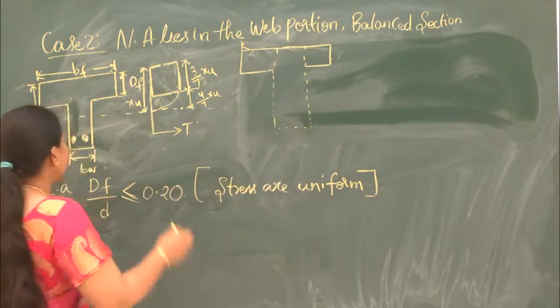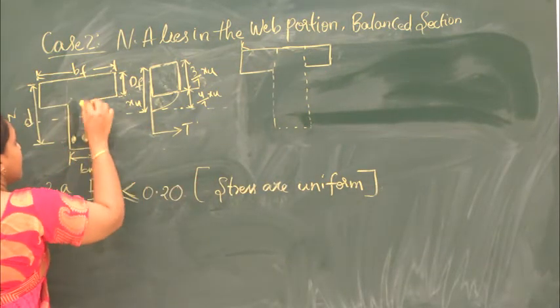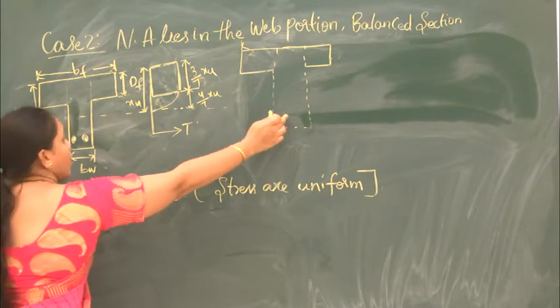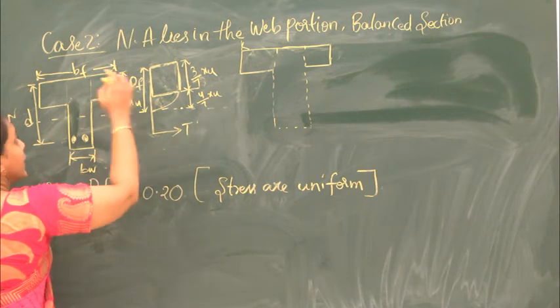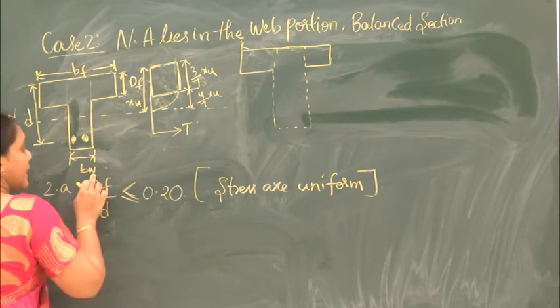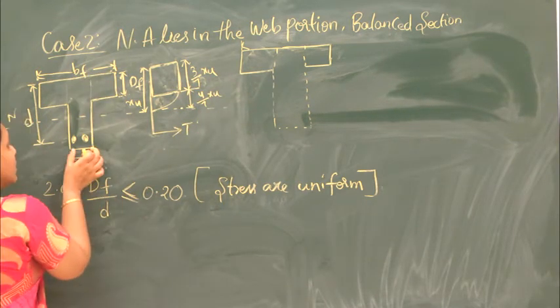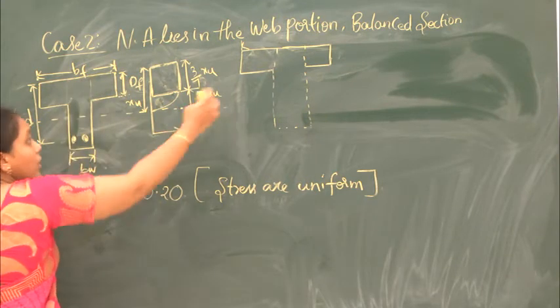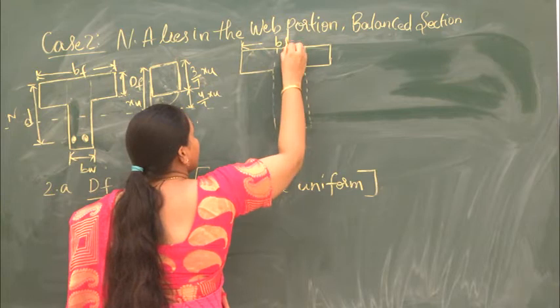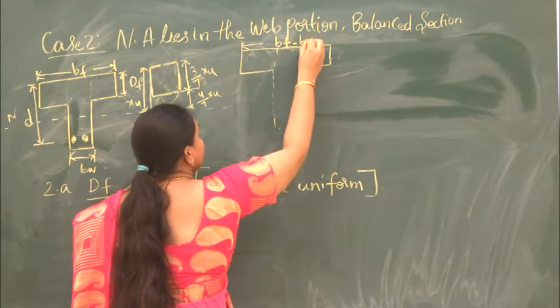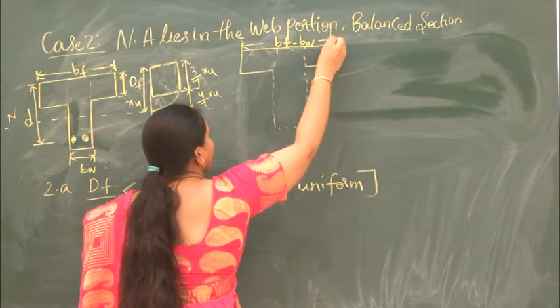I am removing this particular part here. So what will be the length there? That is the width. It will be BF minus BW. Why? Because this part is what I am going to remove there. So this will be BF minus BW.